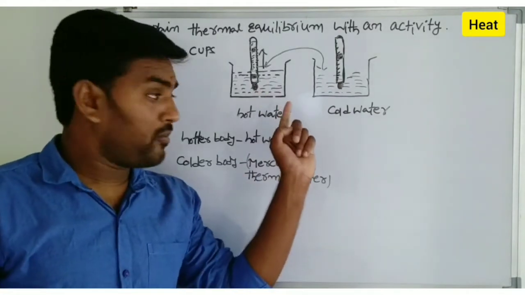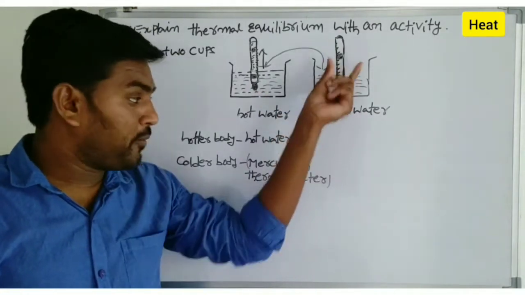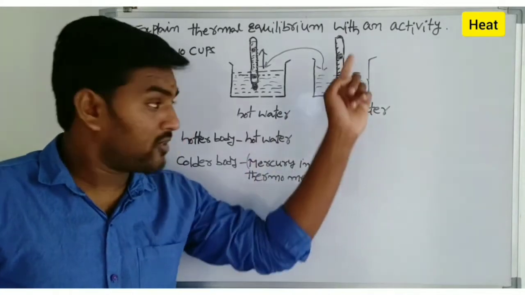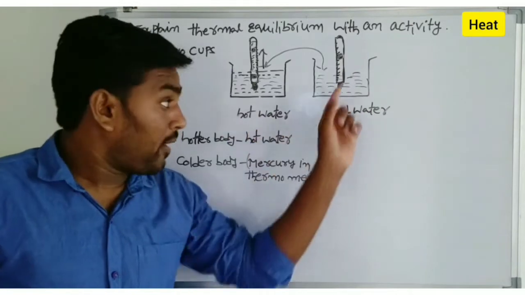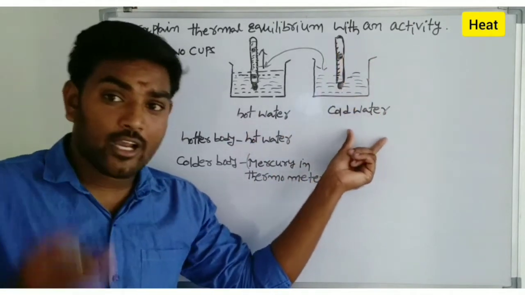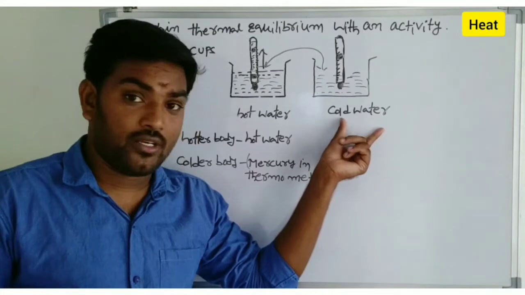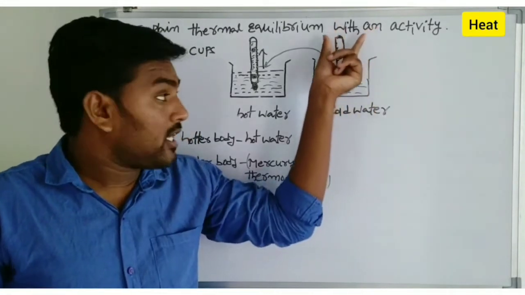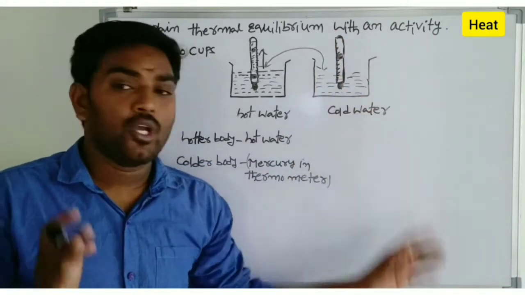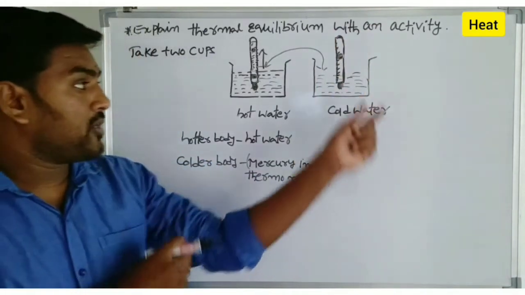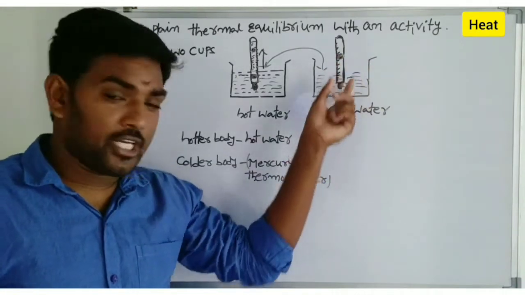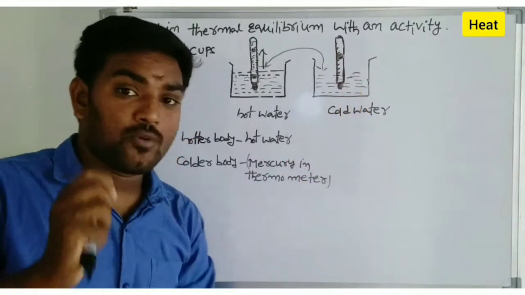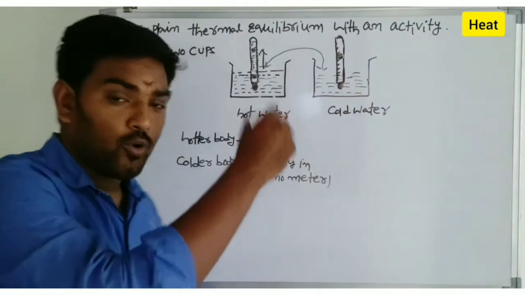Take the thermometer out of the hot water and put it in cold water. Observe the mercury level of the thermometer. The mercury level of the thermometer comes down from its initial position due to transfer of heat from the hotter body to the colder body.